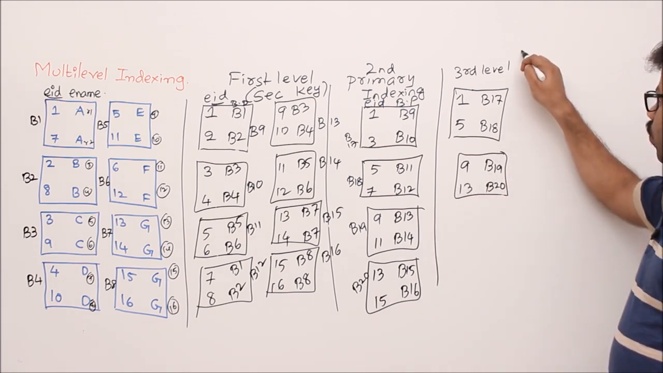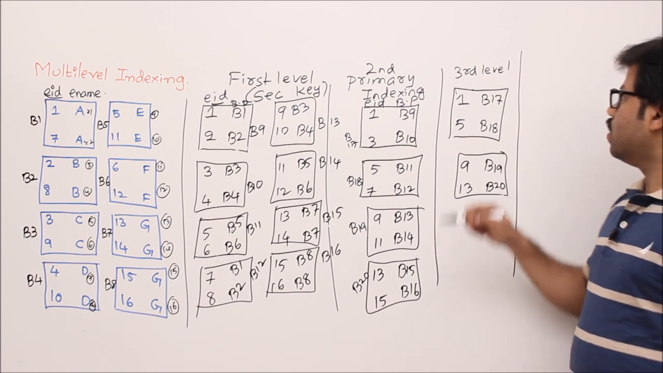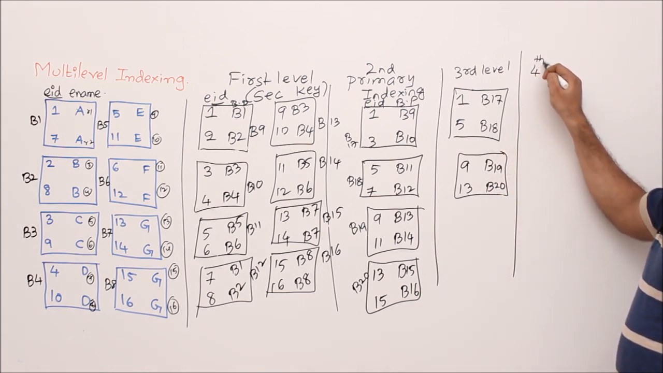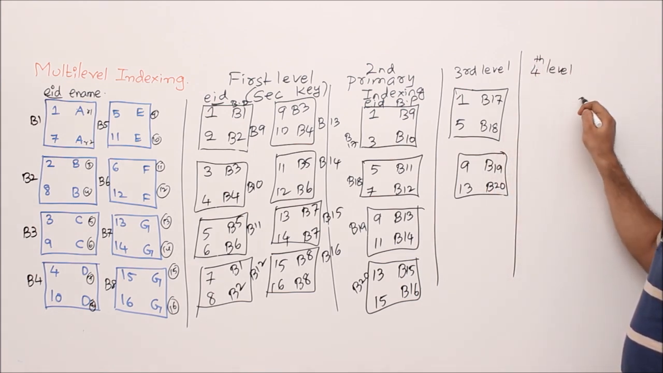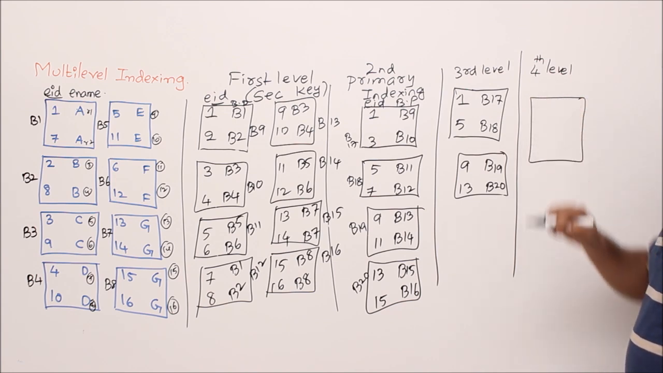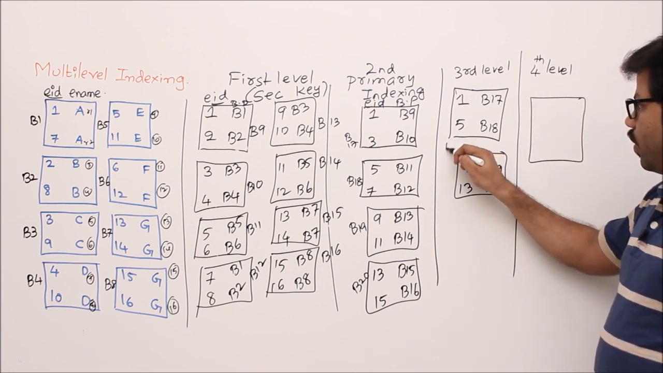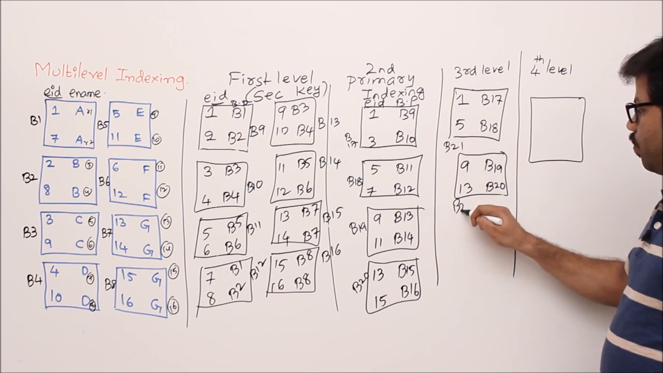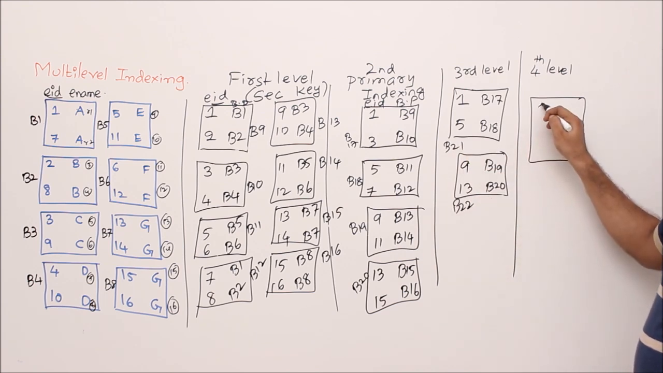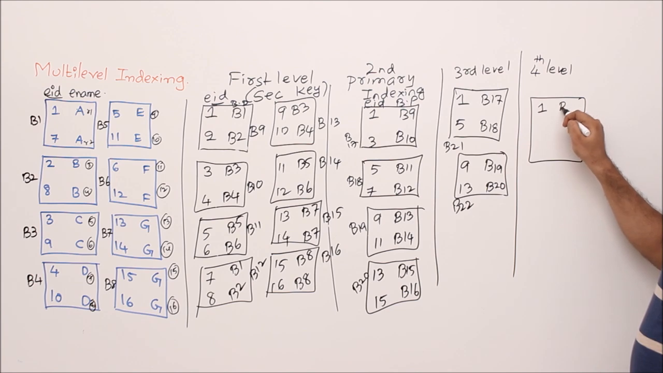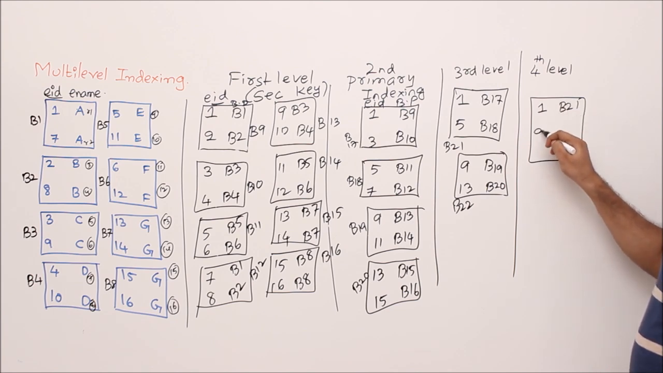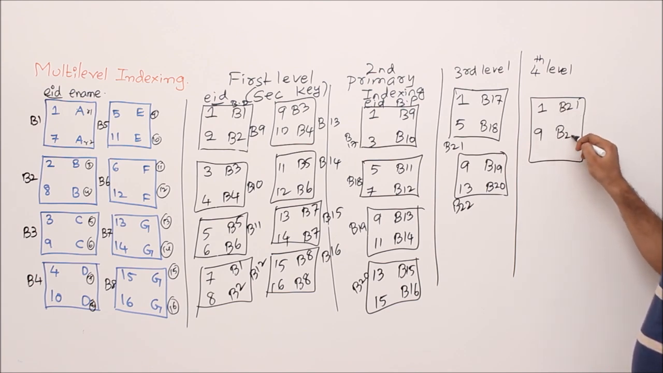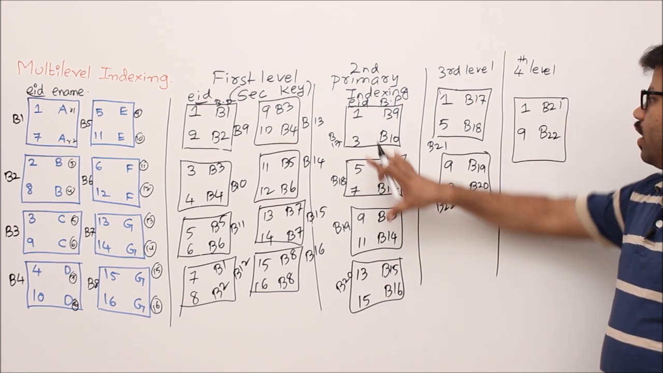So in that way we go for one more level. Next time we can go for fourth level, of course. In the fourth level, what I do is I need only one block. In that, let's say this is B21, this is B22. I would go like this, 1 in B21 and 9 which is in B22. You understand? Now finally this is the index.